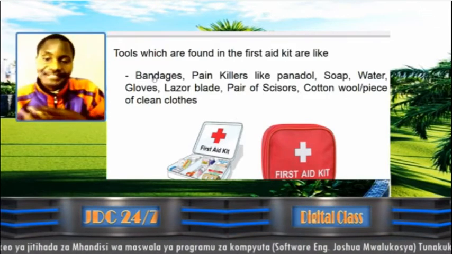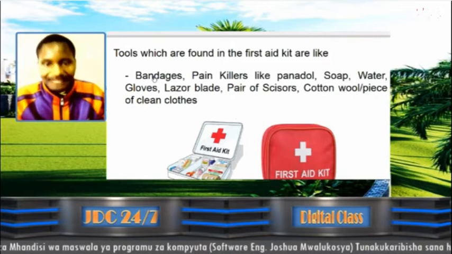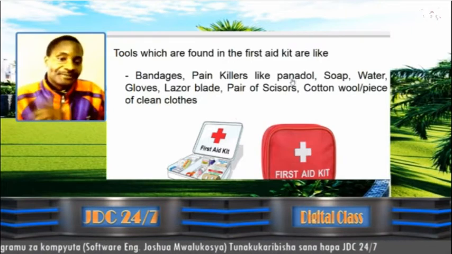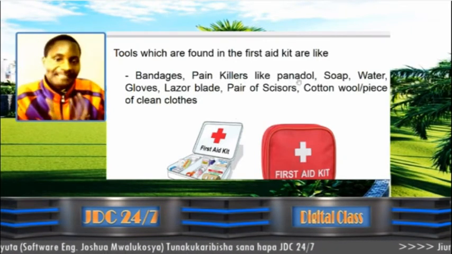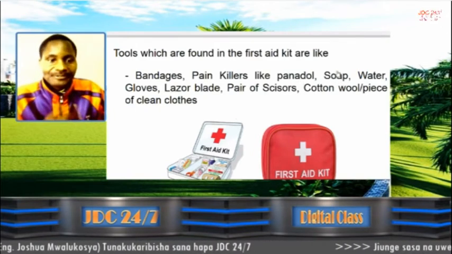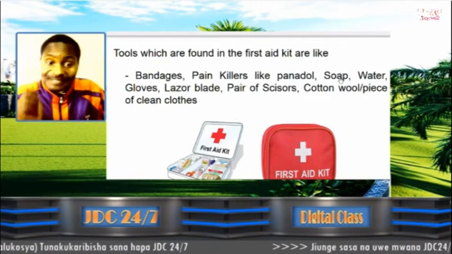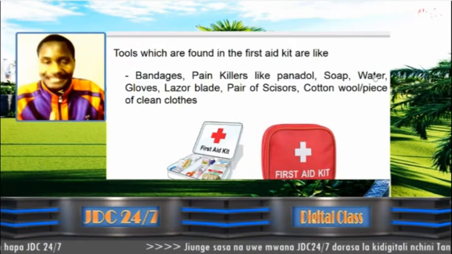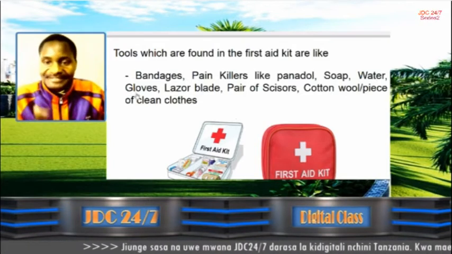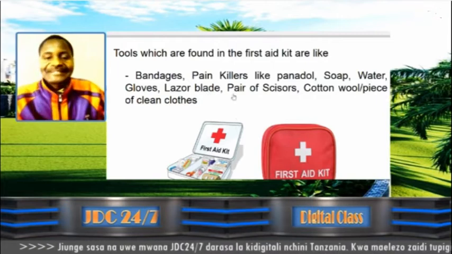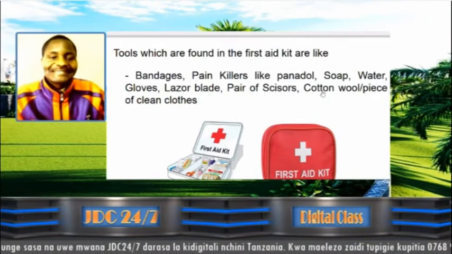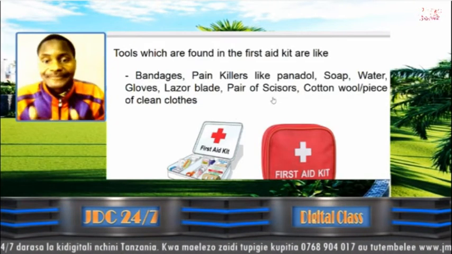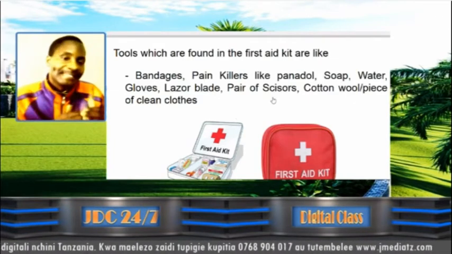You are likely to have bandages in the first aid kit, and also painkillers like Panadol, which are there in order to reduce pain, of course. The soap is a must in the first aid kit, and there must be water in the first aid kit. There must be gloves, a razor blade, a pair of scissors, and cotton wool or a piece of clean cloth. These are some of the very important things to be in the first aid kit.